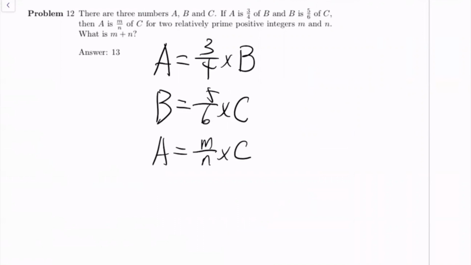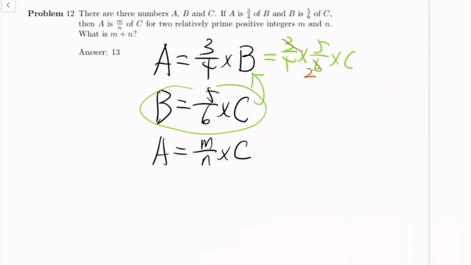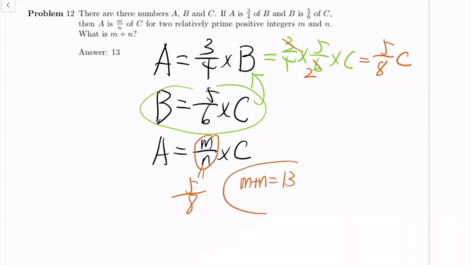This is a simple question. You can just replace B here, so this will be 3/4 times 5/6 times C. If I do cancellation, I get just 5/8 C. So M plus N equals 13.